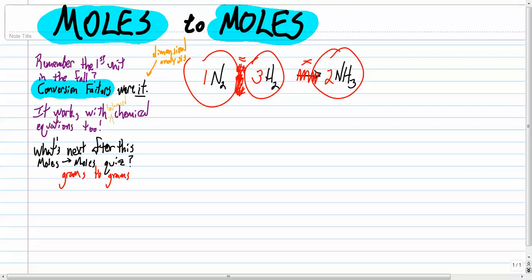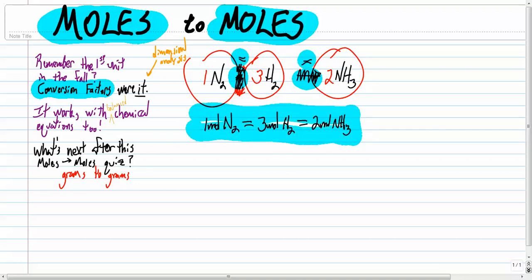So what I can do then is look at this equation and say, oh, okay, 1 mole of nitrogen in this balanced equation is equivalent to 3 moles of hydrogen gas, and it's also equivalent to 2 moles of this ammonia, this NH3 stuff. So remember, even though I kind of got rid of the plus sign and the arrow here, they're still there. I'm just using these equal signs as a construct to allow me to solve these problems super easily.